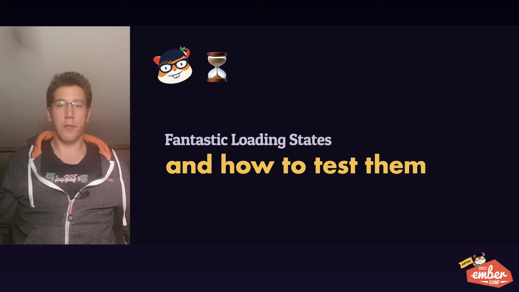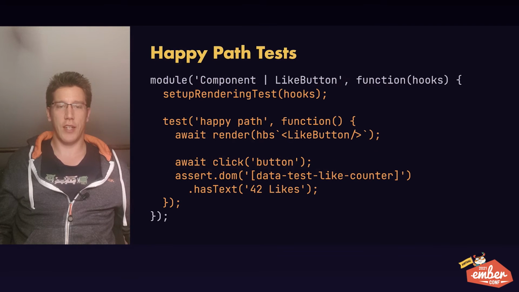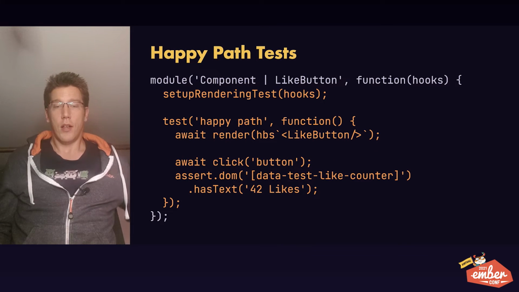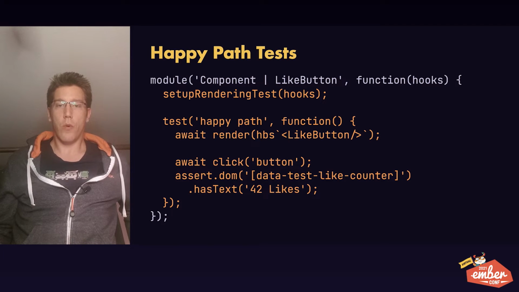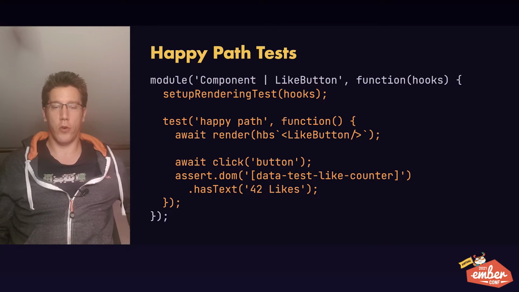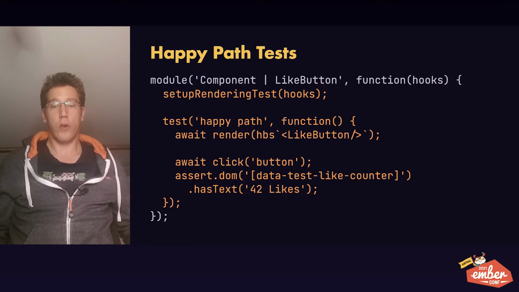Before we get to the error handling part of this talk, let's talk a bit about writing tests. To get started, we will write a simple happy path test for our component. First, we call the setupRenderingTest helper function. We create a new test, we render our component, we click it, and then finally we assert that the counter shows the expected number of likes.